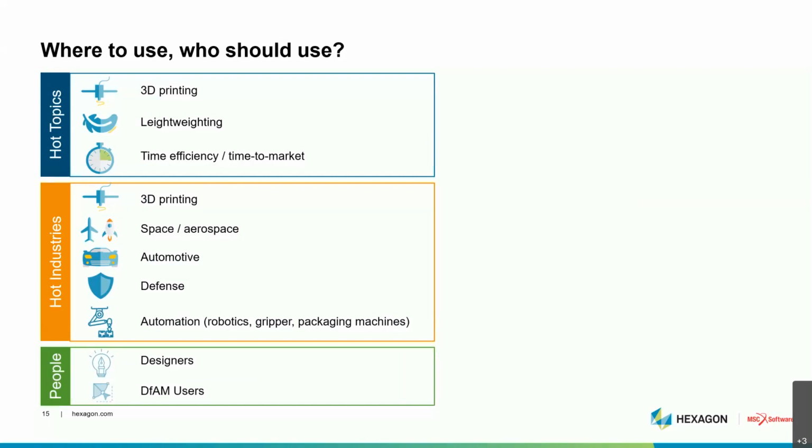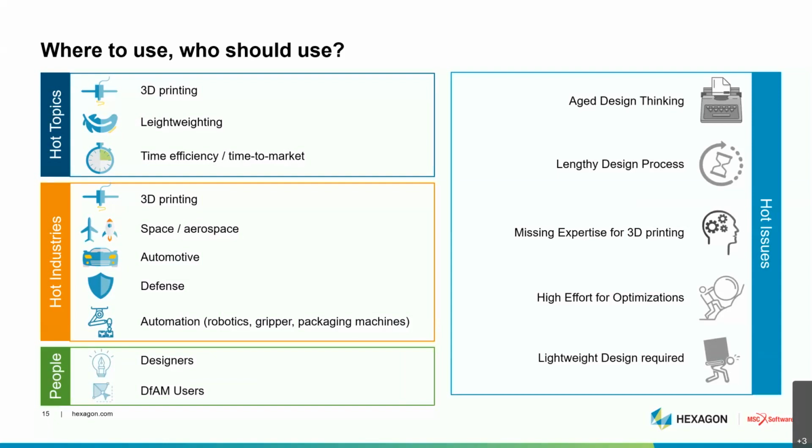Those that are using additive manufacturing shall have a look at our software. And then hot issues again. So why should we use it? We should overcome aged design thinking, like "this is what we have ever done, we will do it again." No, go for new ideas, take the new technology, get new parts. Lengthy design processes, developing step by step again and again, it takes a lot of time to get perfect parts. Go for our software, be faster.